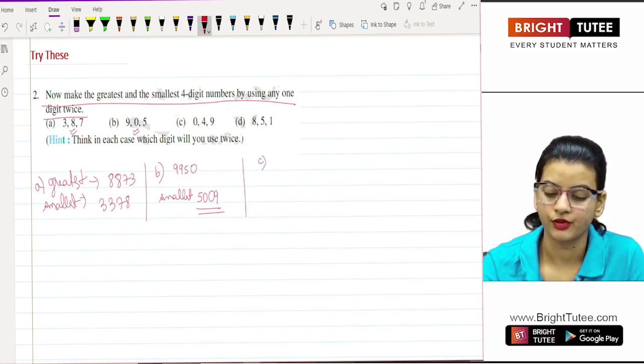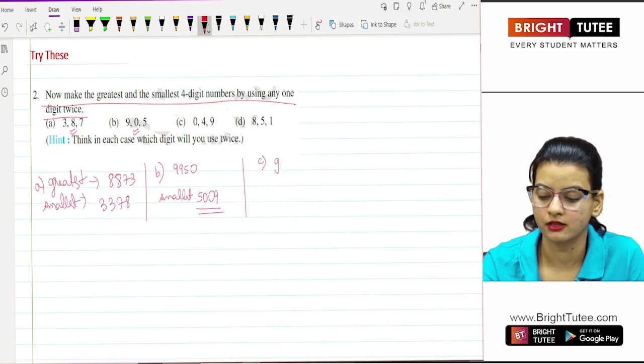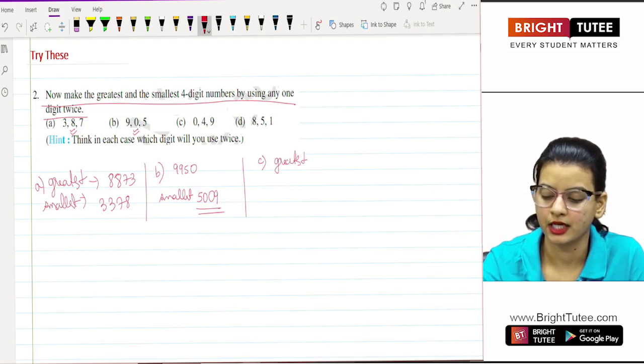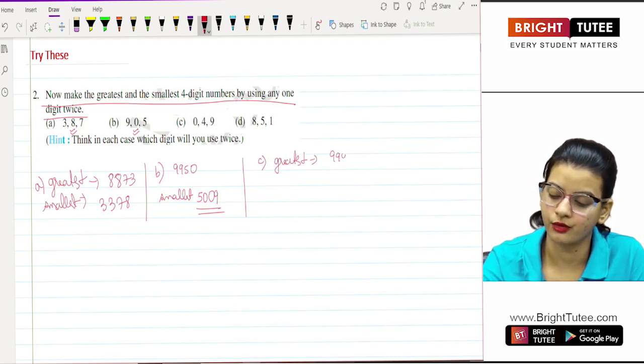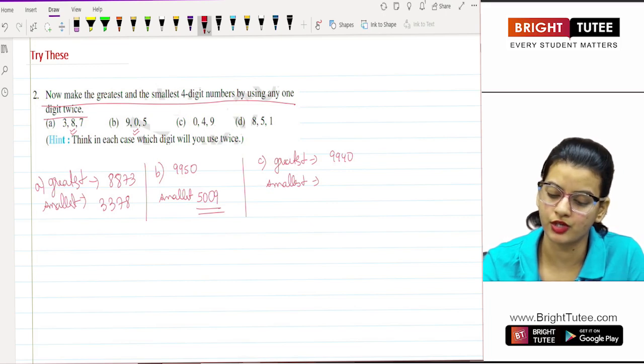Now again for 0, 4 and 9. So the greatest number that I can make is 9940, the greatest 4-digit number. Now what about the smallest 4-digit number? The smallest 4-digit number that I can make over here is 4009.